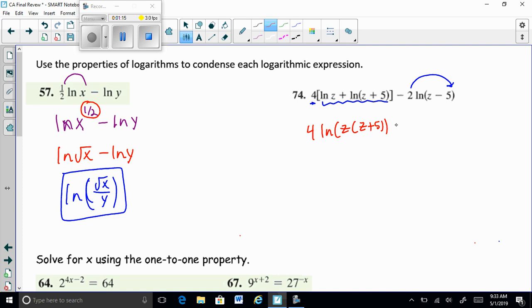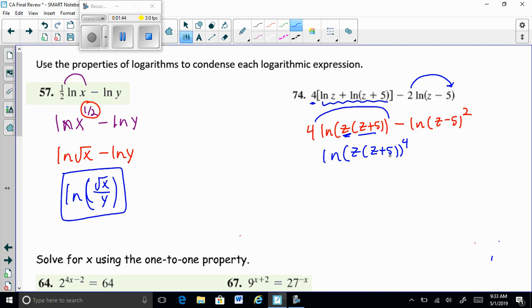Okay. Then over here, we're going to have the natural log, and I can go ahead and bring that 2 back right now. I could wait, but I'll go ahead and do it now. Now it's time we can move that 4 back. And so that 4 is going to go here. And that 4 is actually going to apply to both parts in a minute. So we're going to have natural log of z times z plus 5, all raised to the power 4.